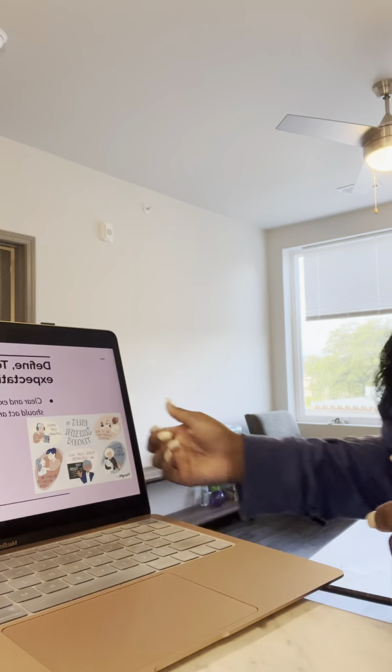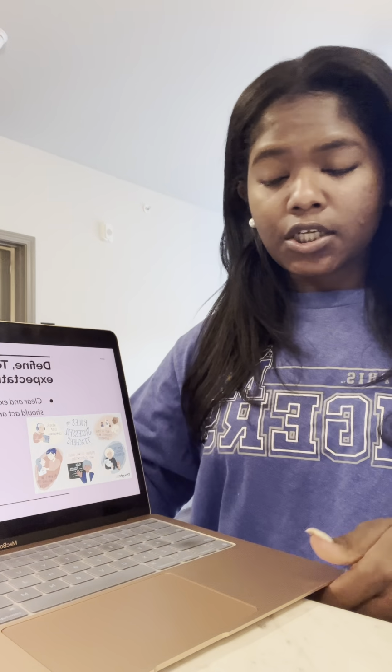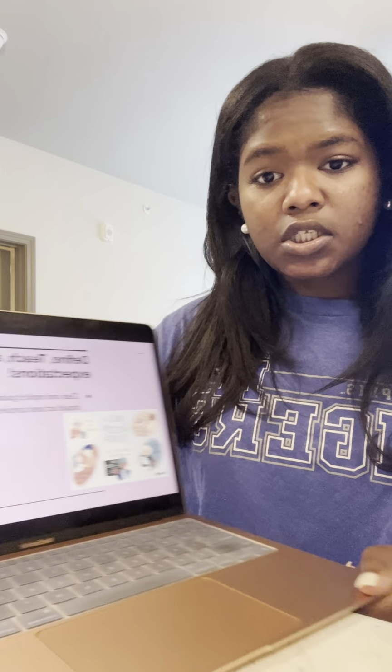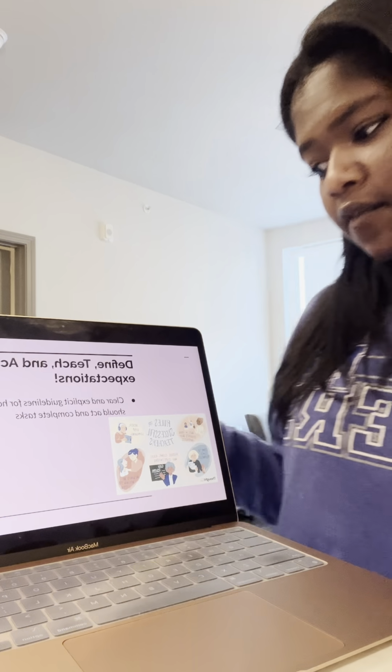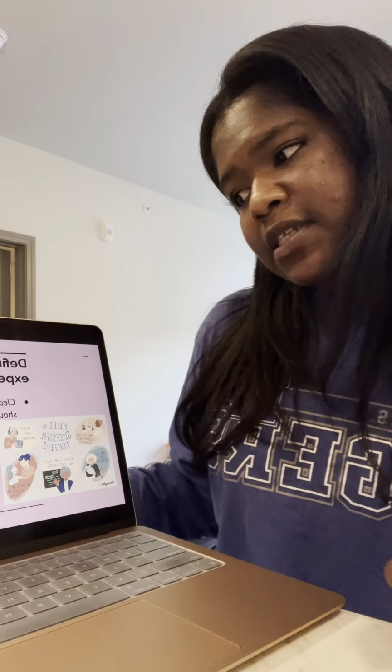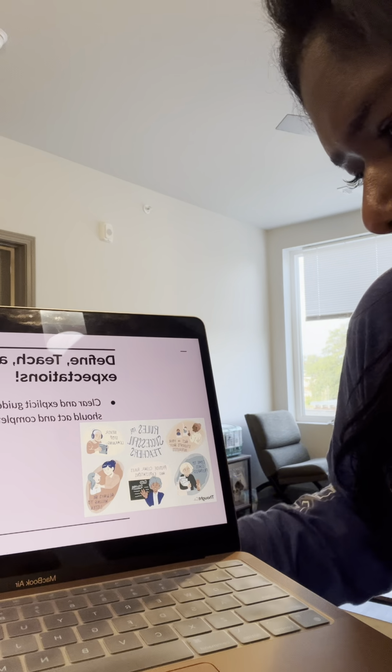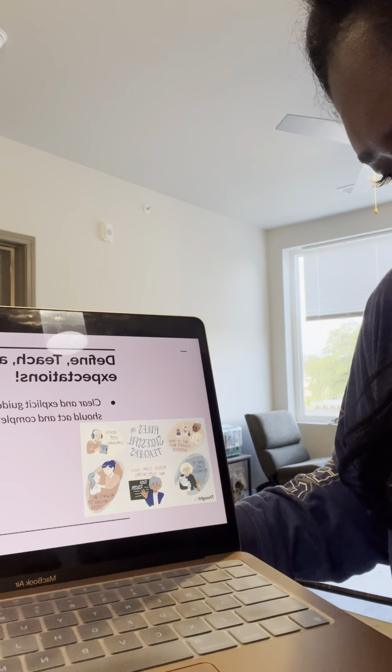Hey, so this is my trauma-informed practice protocol presentation, and here's my slideshow. For the protocol that I chose, define, teach, and acknowledge expectations, the definition of that is clear, explicit guidelines for how your students should act and complete tasks. And right here is a little picture with some guidelines or rules that you could use.